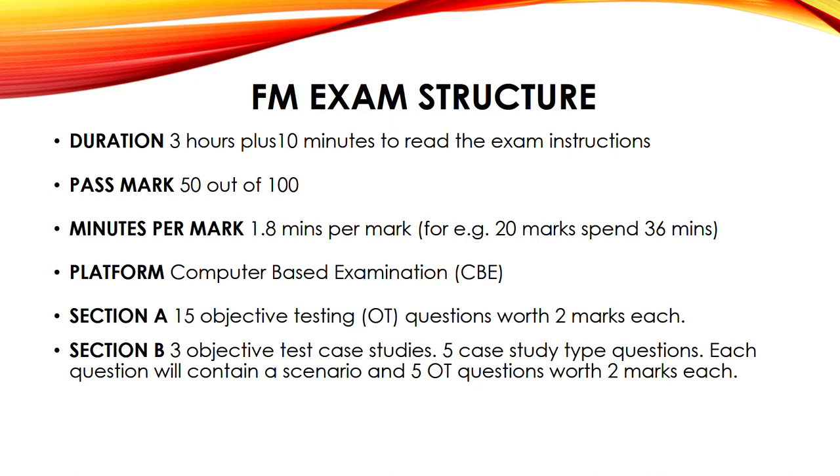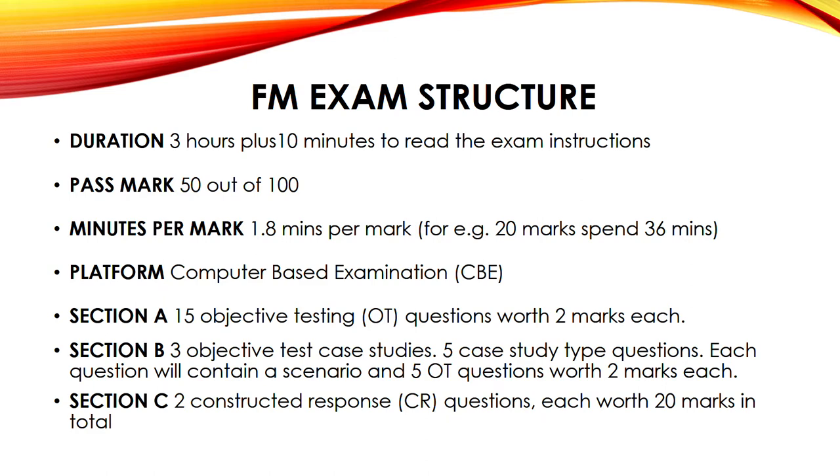Section B, you will get 3 objective test case studies. That means you will be given a case study, and 3 case studies will be given to you. Based on the three case studies, you'll be given 5 questions each. Those questions will be worth 2 marks each. So that makes 3 into 5, 15, and 15 into 2, 30. Again, 30 marks from section B. So section A is 30 marks, section B is 30 marks. The remaining 40 marks will come from section C, which is your 2 constructed response questions. CR means constructed response. This is the area where you have to write lengthy answers. Section C.